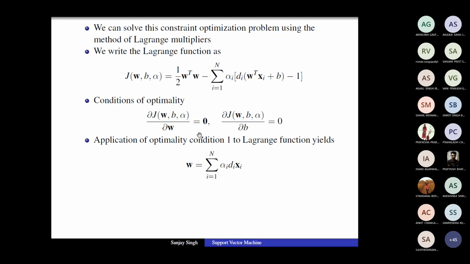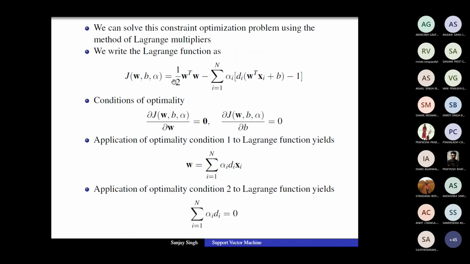This is what happens when you apply this kind of optimality condition. When you apply the second optimality condition, see what will happen. With respect to b, this part plays no role, it is as good as 0, only this part is there. So here it is alpha_i d_i, and when I differentiate with respect to b, this entire part becomes equal to 0. So the sum of alpha_i d_i equals 0, as per Lagrange condition 2.